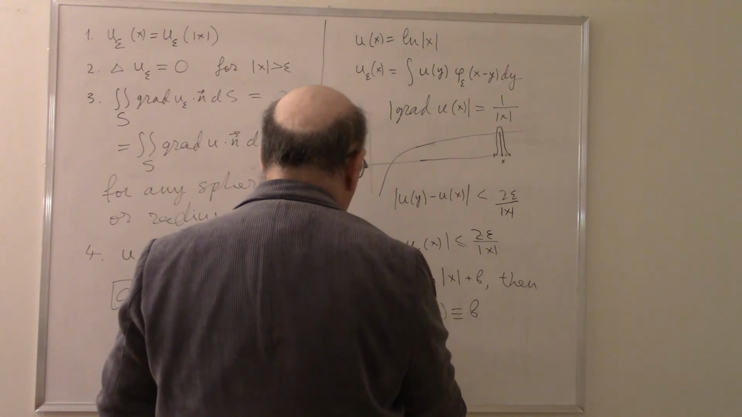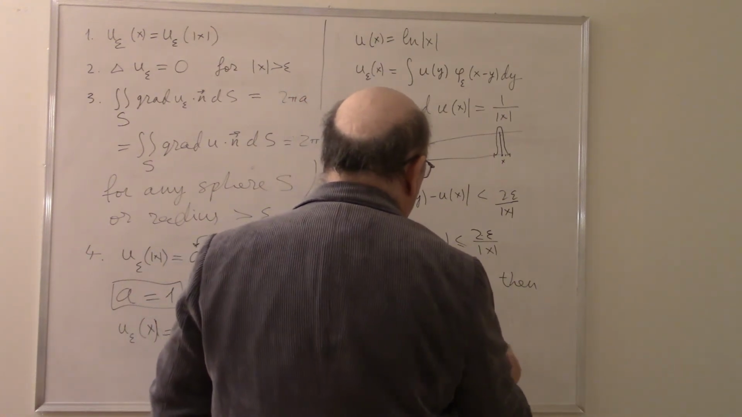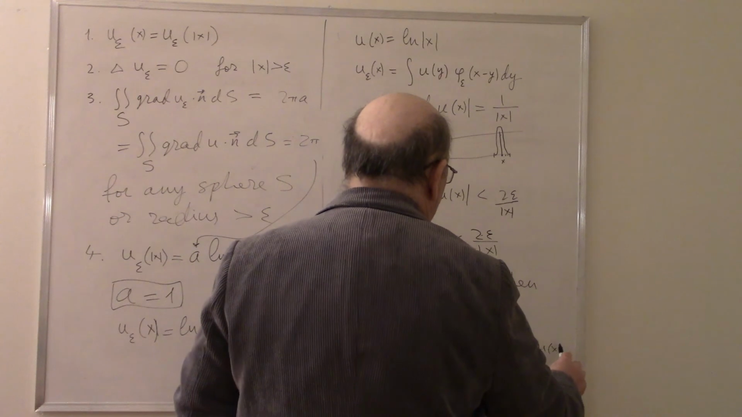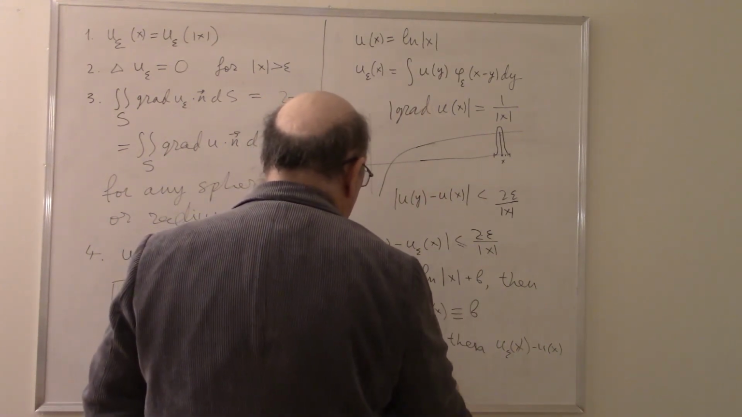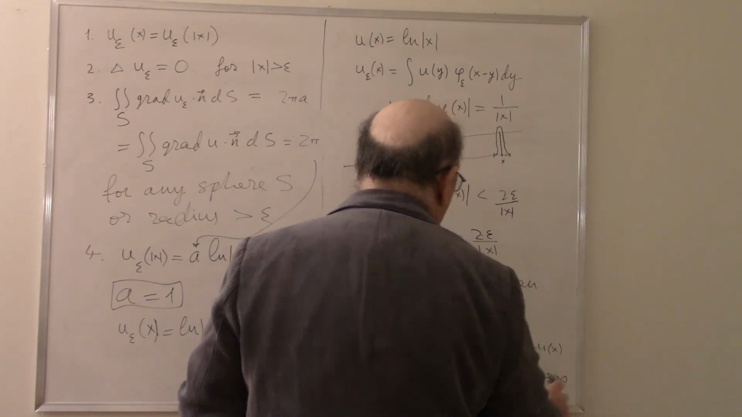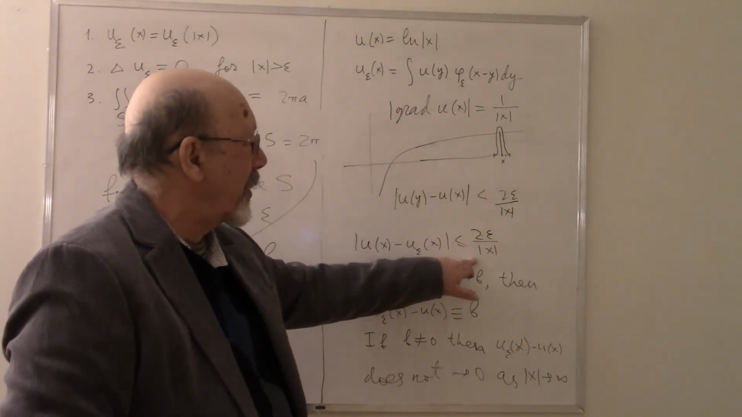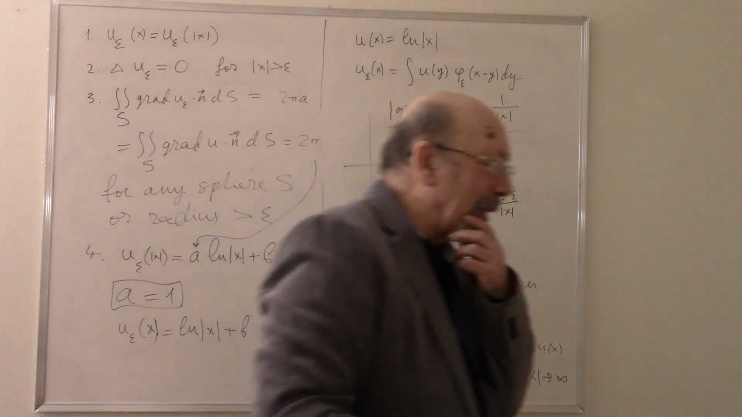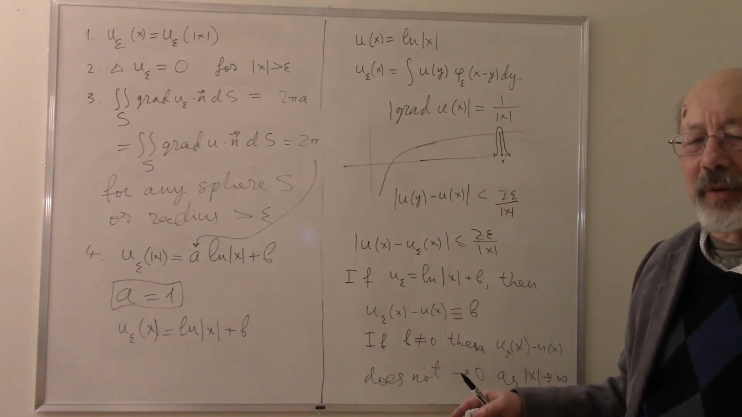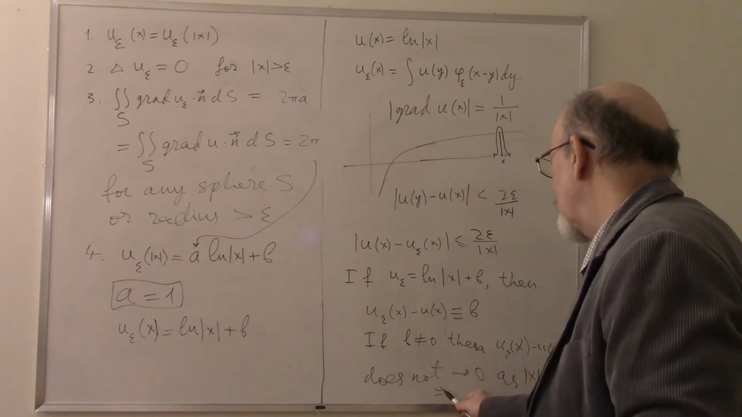If b is not 0, then what happens? U epsilon of x minus u of x does not go to 0 as module x goes to infinity. You see, because this difference really goes to 0 as x goes to infinity. So, on one hand, the difference should be b, a constant. On the other hand, the difference goes to 0. It can happen only if b equals 0. Hence, b equals 0.